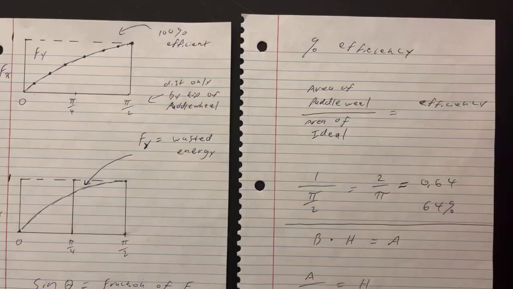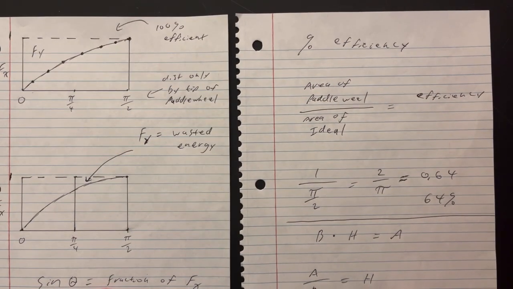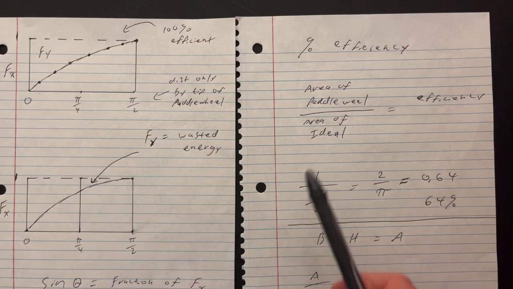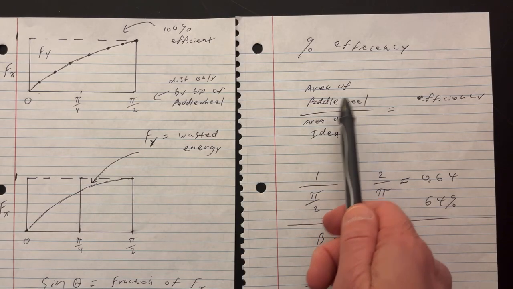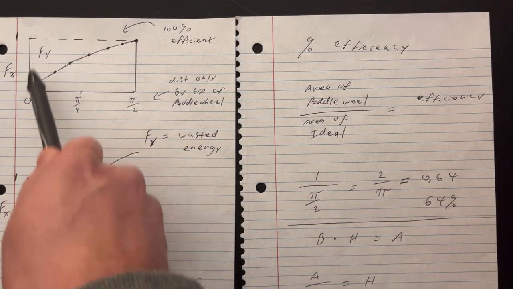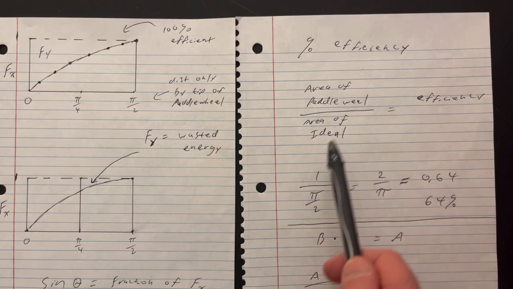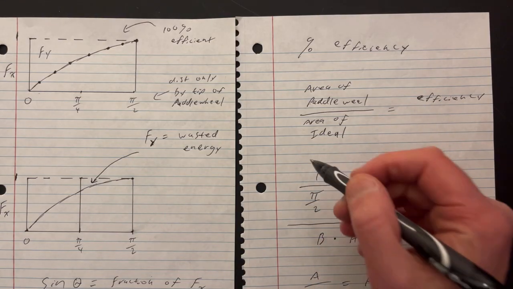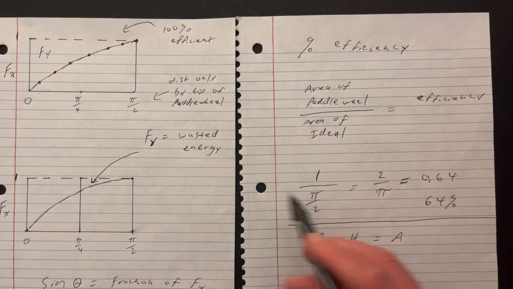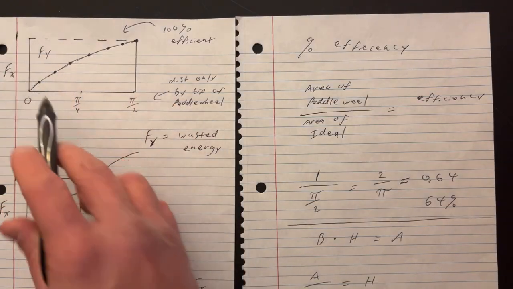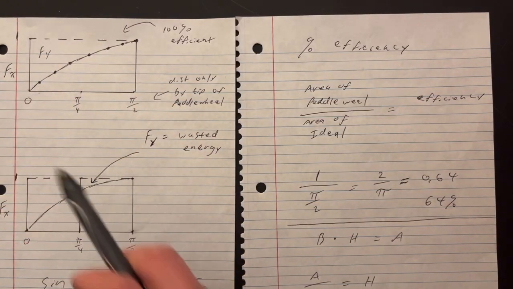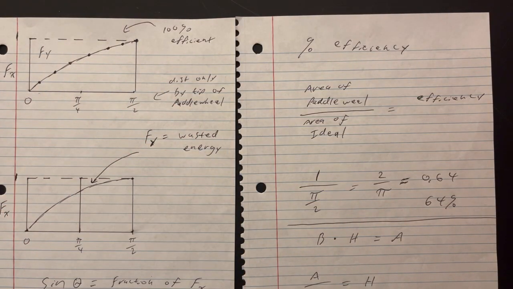And next page. To get our efficiency, we can just compare the areas under the curves and the lines. The area under the paddle wheel divided by the area under the ideal rectangle equals efficiency. 1 is the area under the curve for the paddle wheel. Pi over 2 is the area of the rectangle for a perfectly efficient system of a vertical bucket paddle wheel. 1 divided by pi over 2 is just 2 over pi, so about 64%.